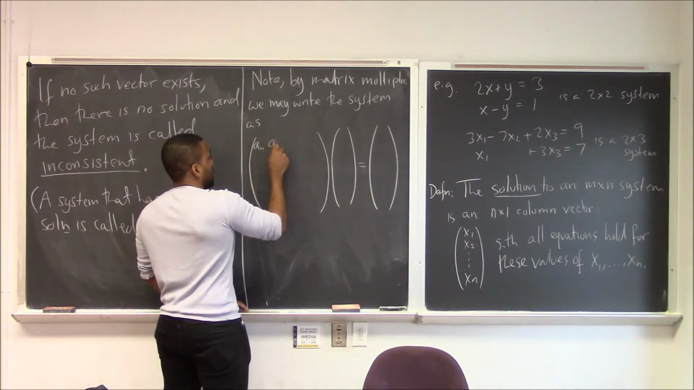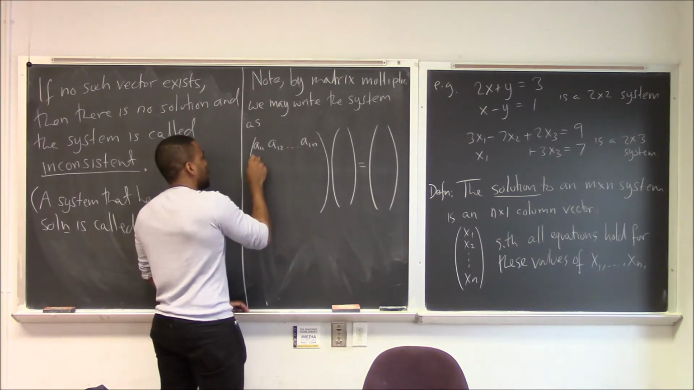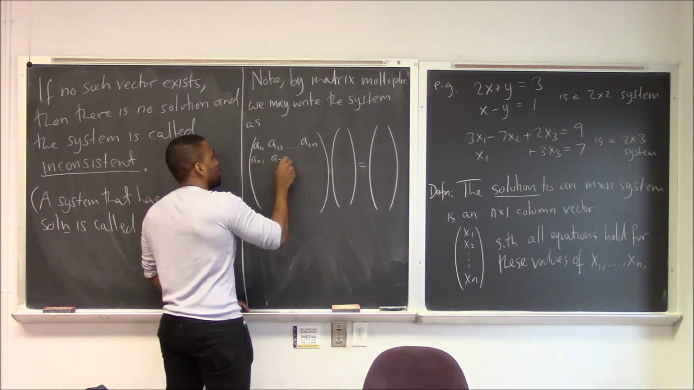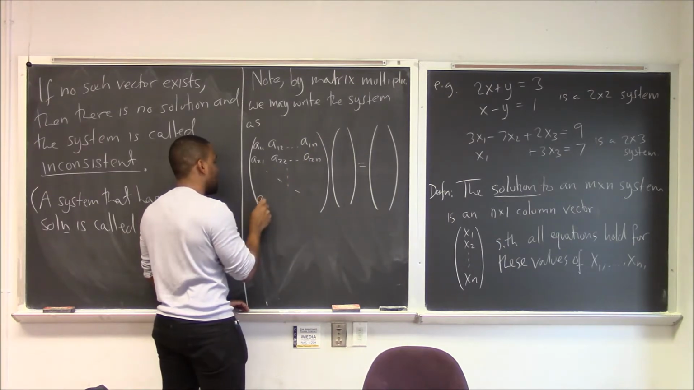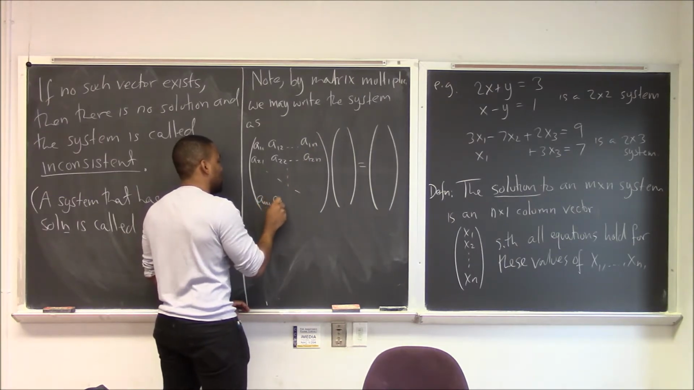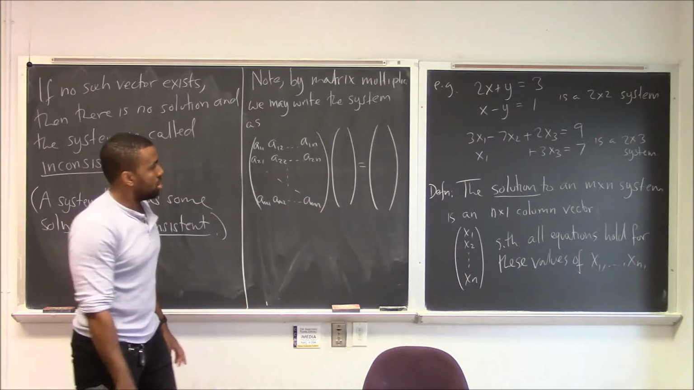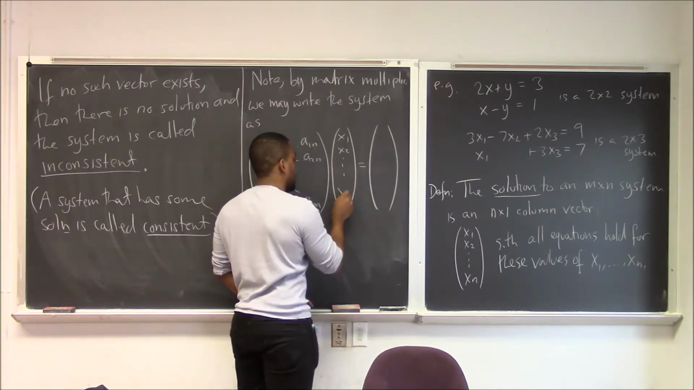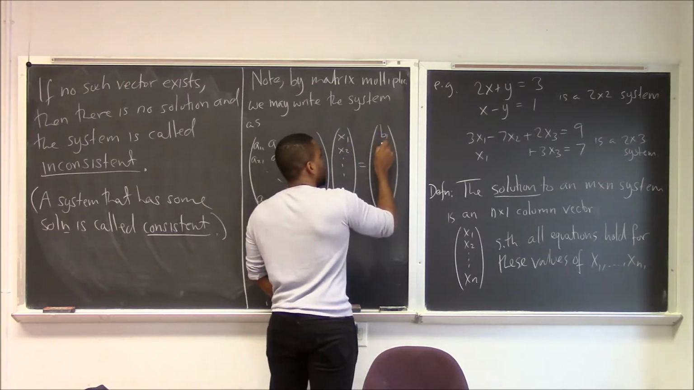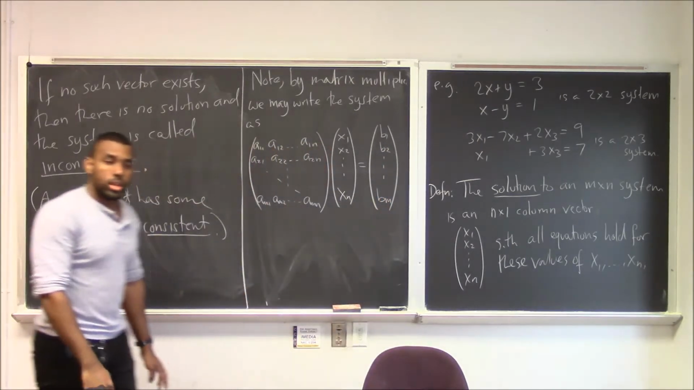A11, A12, all the way down to A1n, A21, A22, all the way down to A2n, and so on down to Am1, Am2, all the way to Amn. Times X1, X2, all the way down to Xn. That's my B1, B2, all the way down to Bm. Right? Notice that that is true.